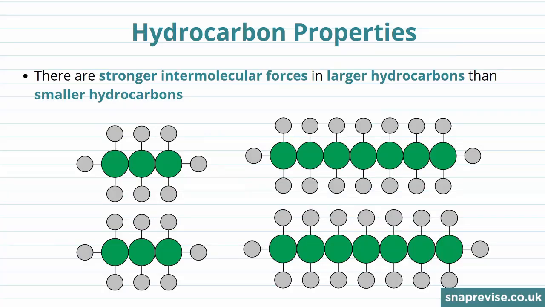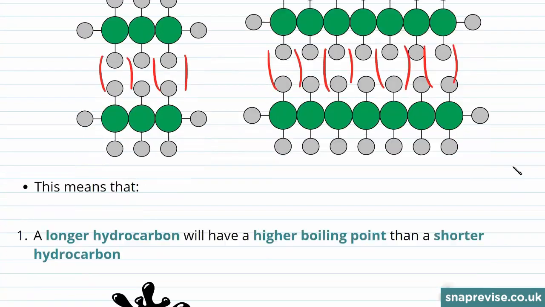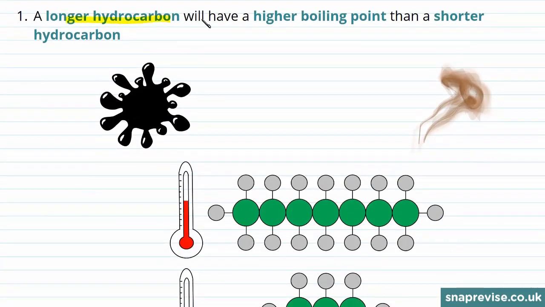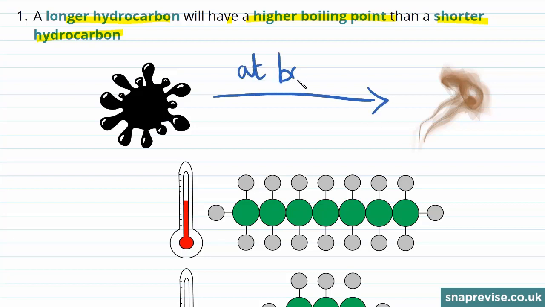We've just seen that there are stronger intermolecular forces in larger hydrocarbons than there are in smaller hydrocarbons. The strength of the intermolecular forces between hydrocarbon chains has a big impact on hydrocarbon properties. Firstly, a longer hydrocarbon will have a higher boiling point than a shorter hydrocarbon. The boiling point of a substance is the temperature at which it transitions from a liquid to a gas.